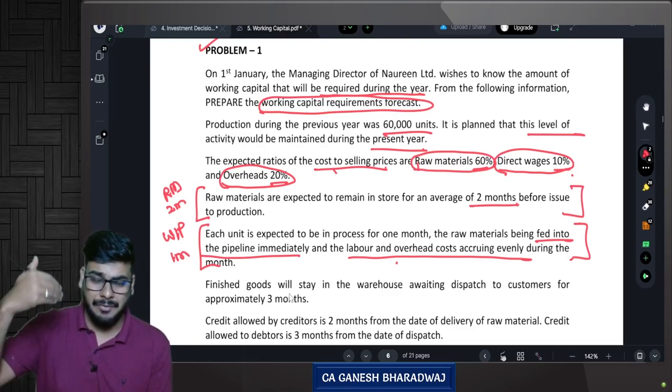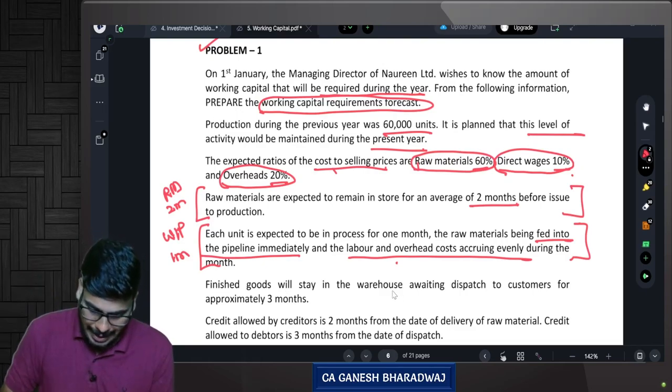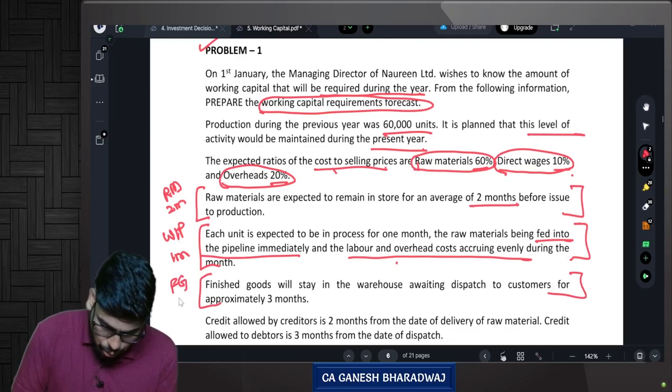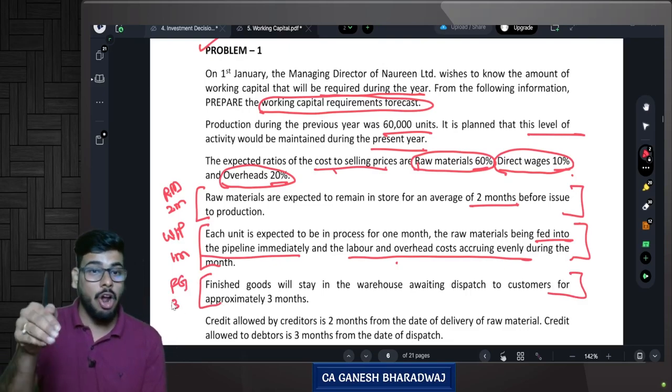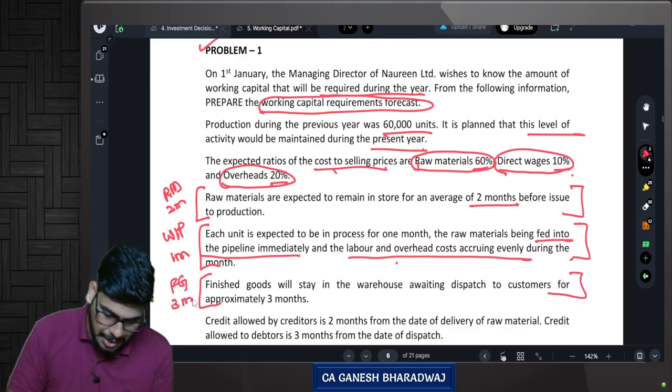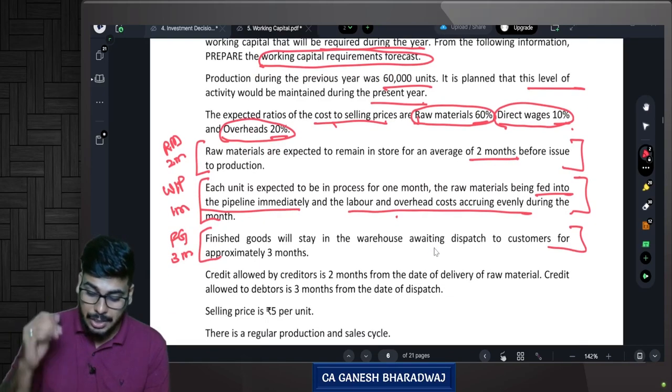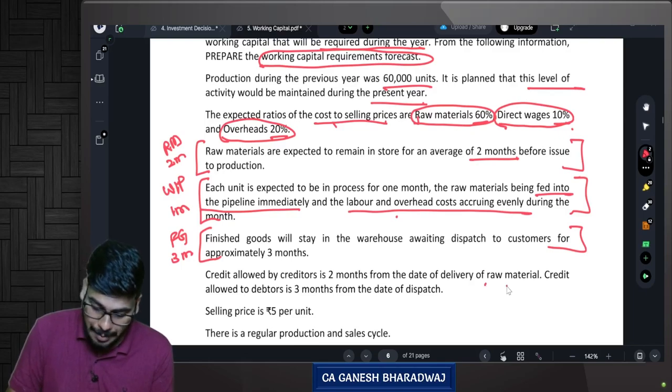Now, immediately, finished goods, can it be sold? No. It has to stay in the warehouse awaiting dispatch to customers for approximately 3 months. So, finished goods, my money gets locked up by way of finished goods for a period of 3 months. Then, credit allowed by creditors is 2 months from the date of delivery of raw material.